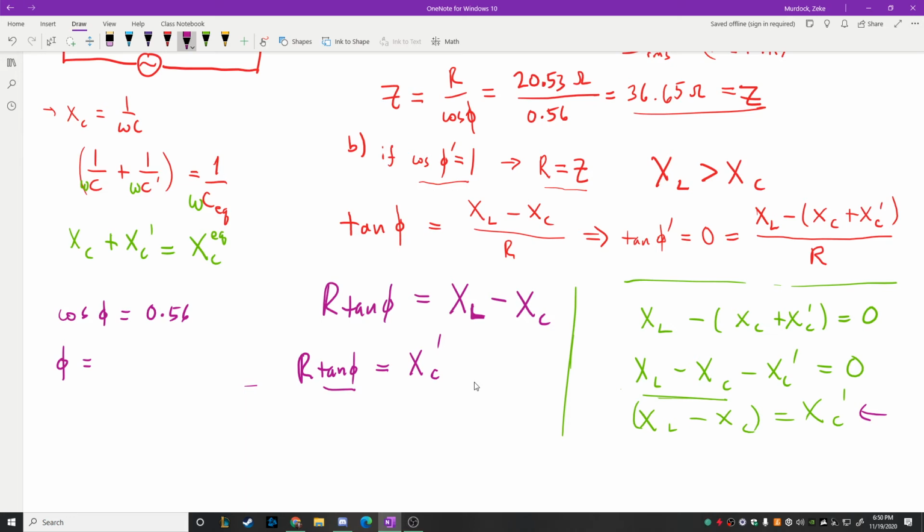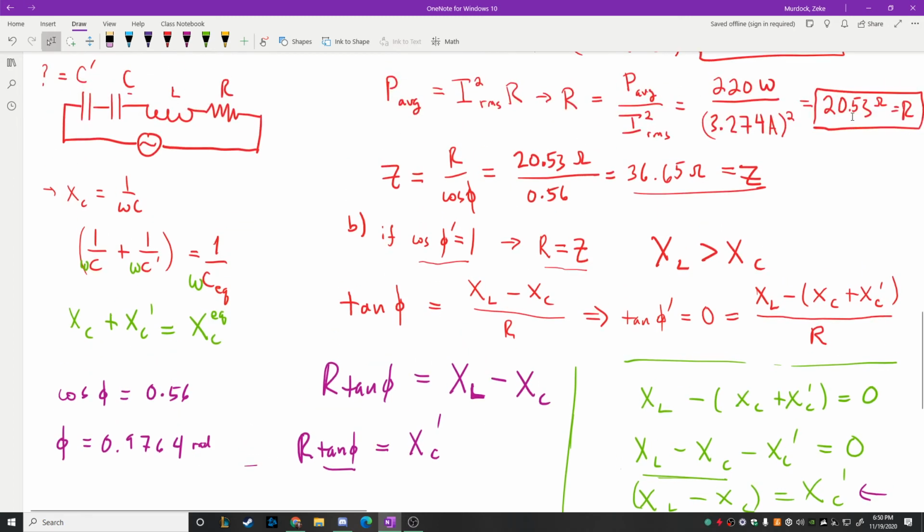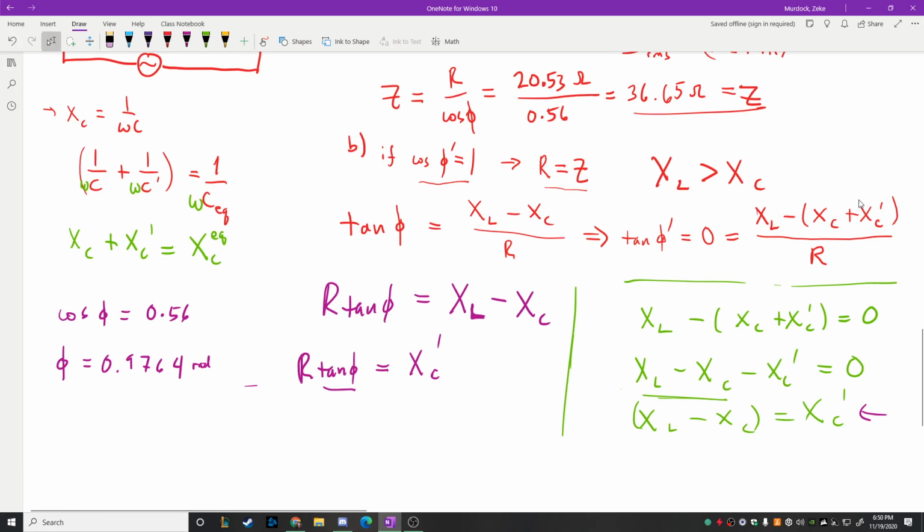Which is 0.9764 radians. And we calculated R in a previous portion, right? R was equal to 20.53 ohms. So we'll have 20.53 ohms multiplied by the tangent of phi, so the tangent of 0.9764 radians. And that's going to be equal to Xc prime.